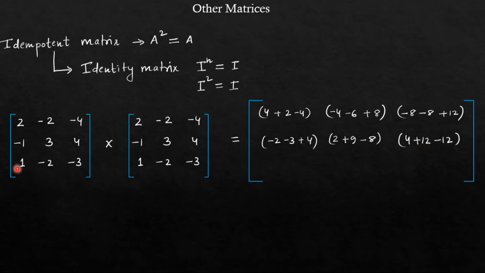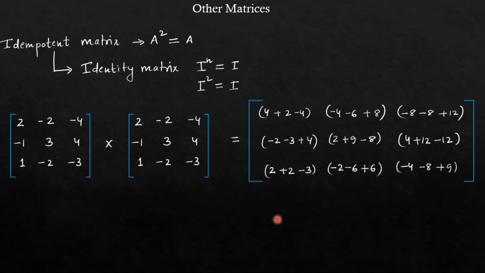Now come to third row into first column, what you will get? 1 into 2 is 2, -2 into -1 is 2, -3 into 1 is -3. Now third row with second column, 1 into -2 is -2, -2 into 3 is -6, -3 into -2, you will get plus 6. Now third row with third column, what you will get? -4 -8 plus 9. How? 1 into -4 is -4, -2 into 4 is -8, and -3 into -3 is 9.